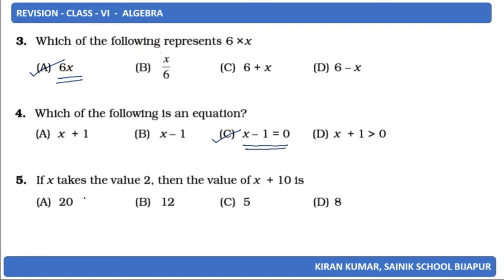Question 5. If x takes the value 2, then the value of x plus 10 is. In the place of x we have to replace 2. 2 added to 10 will become 12, and the right answer is option B, 12.